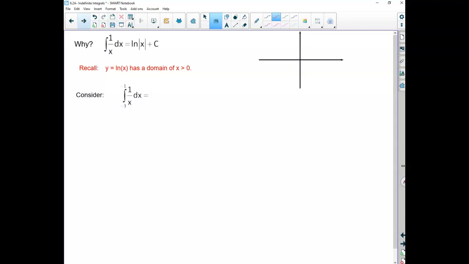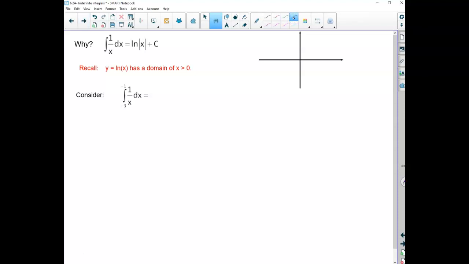Well, if I have that little note down there, recall the ln of x has a domain of x's that are greater than 0. Remember, we can't plug negative values into logs, okay? But if we're looking at, when we did an area sketch, when we're thinking of it the other way, if we're looking at that derivative of 1 over x, well, the domain of 1 over x is all real numbers except 0, right?